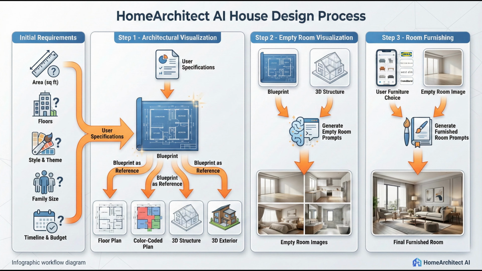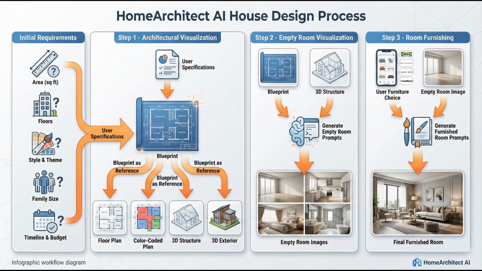and 3D exterior. In the second step, we take both the blueprint and the 3D structure to build the empty rooms of your house. And this includes every single room that was part of the blueprint. And in step 3, that's where we furnish those empty rooms using the furniture that you specify, or you can even let the AI build everything for you automatically.